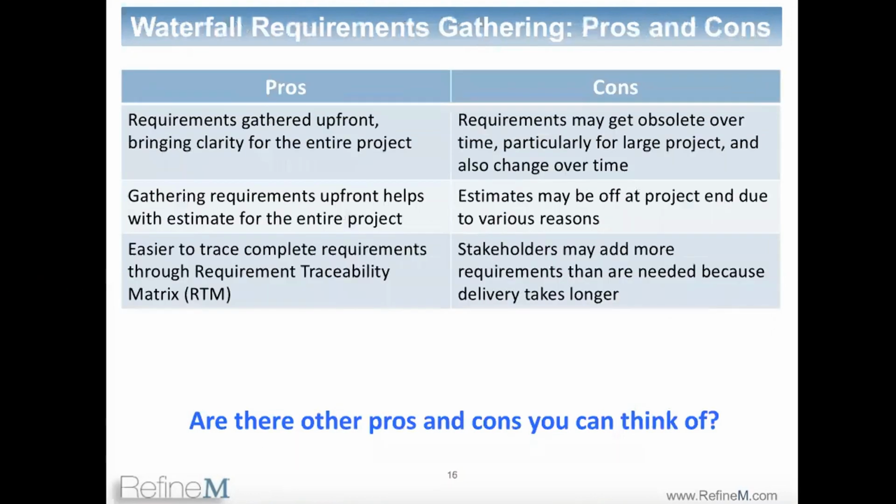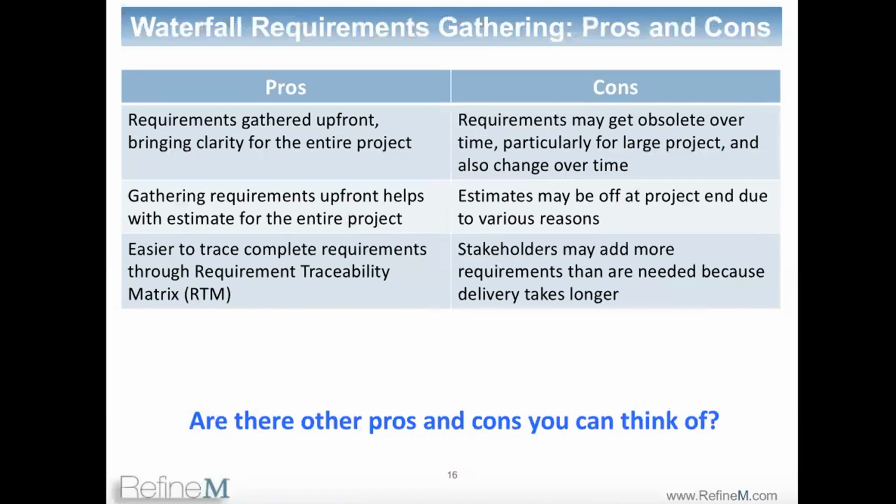So Waterfall requirement gathering, what are the pros and what are the cons? The good part is that all the requirements are gathered upfront, so there is clarity about the entire project. You know exactly what the user or the customer needs, and you have everything detailed out to the extent possible. So there's a higher level of clarity in a Waterfall environment, and it also helps in estimating the entire project, because based on the requirements and the scope of the project, you need to come up with the estimate. If you don't do the entire requirement gathering upfront, you can't do the estimate.